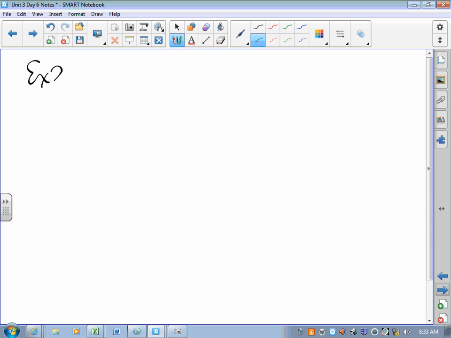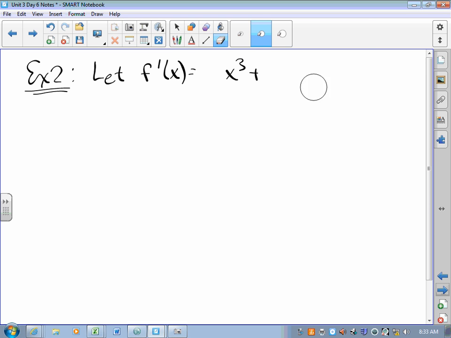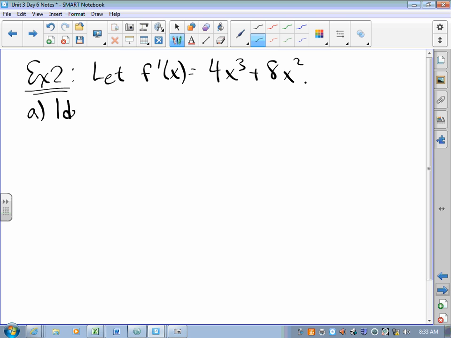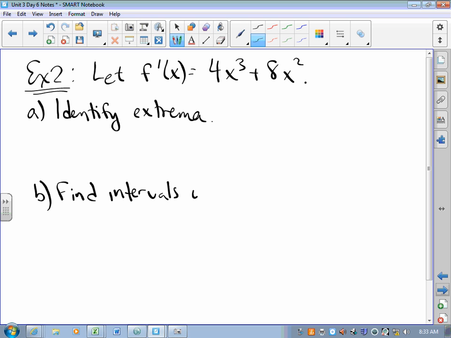Consider the following. Let f prime of x be 3x cubed plus 9x squared. I want to identify extrema. I want to find intervals of increase and decrease. And I want to find intervals of concavity.